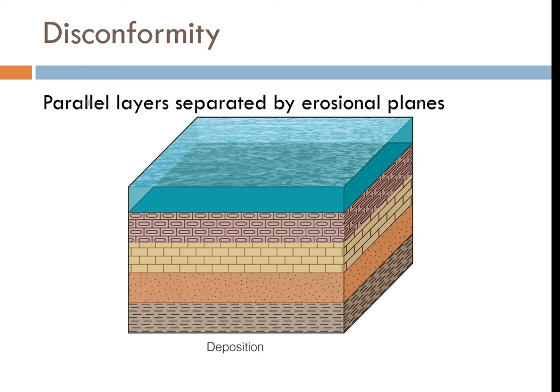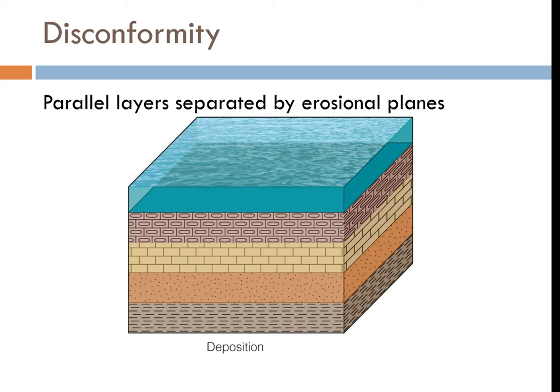All right. Type of unconformity number 2. These form in the exact same way as the angular unconformity. The only difference is that nothing gets tilted. So in this case you have parallel layers that are going to separate erosional planes. So a disconformity is where the boundary between two horizontal layers represents that disruption in deposition or an erosional surface.